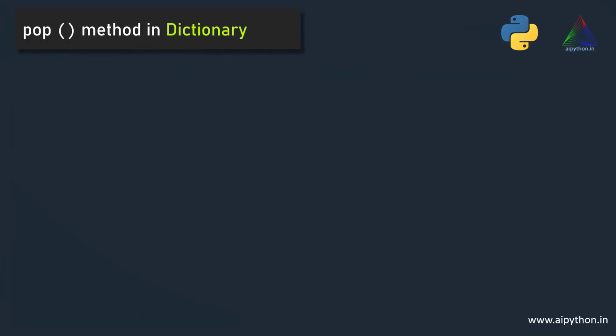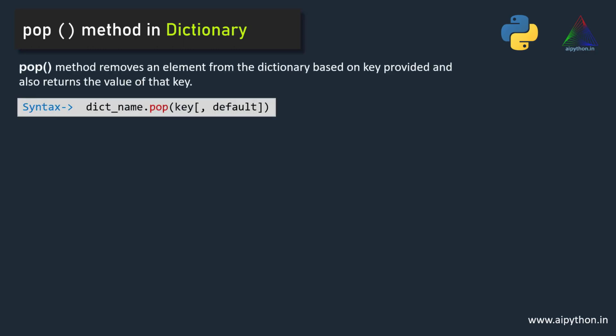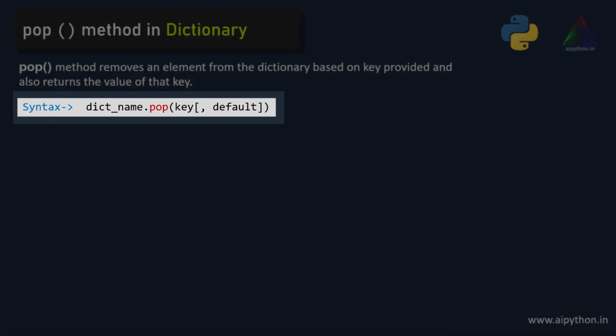So moving ahead, the pop method. This is not common to all, but it is common to lists also, and to other data structures in Python. So pop basically removes an element from the dictionary in this context. The pop method removes an element from the dictionary based on the key provided, and the syntax goes like dict name, the name of the dictionary, dot pop, and the key and whatever the default is.